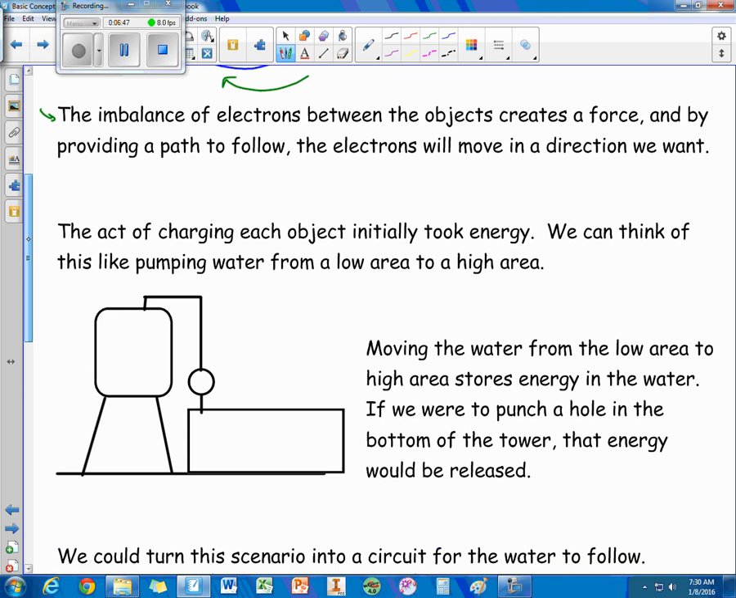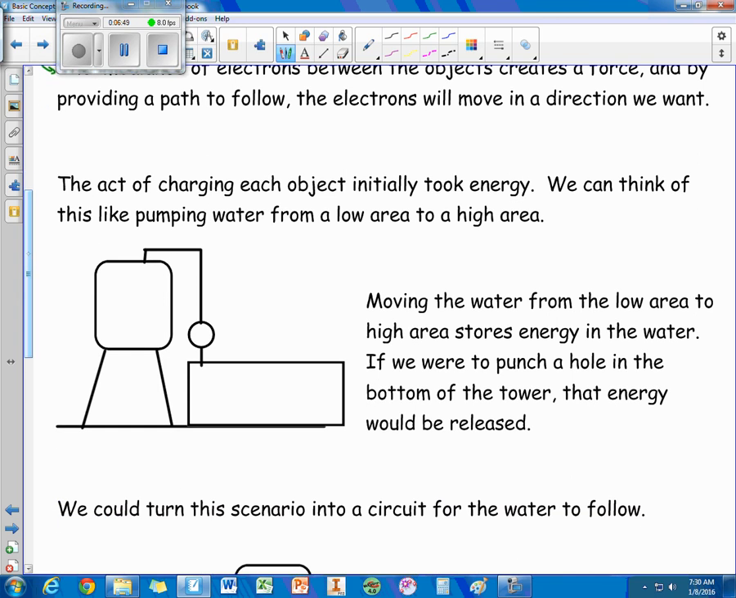Now, the act of charging an object initially took energy. If I rub two materials together, I'm doing work. It takes energy for me to rub those two objects together. We can think of this like a pump. So let's say we have some water in a reservoir, and we have a pump that pumps the water into a tank above. Moving the water from the lower area to the high area, well, it takes energy.